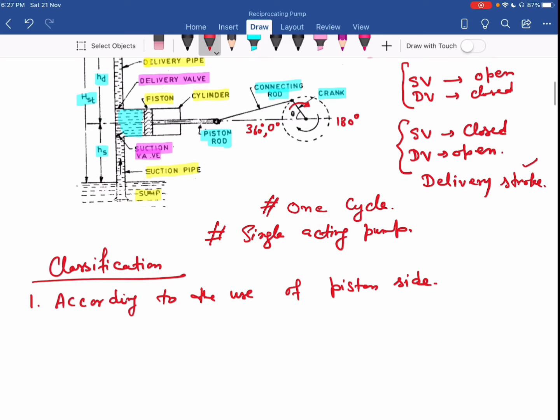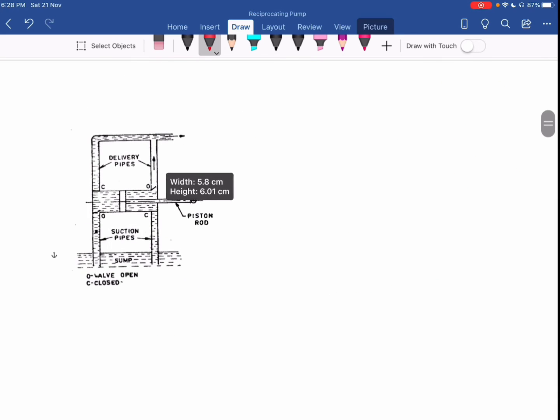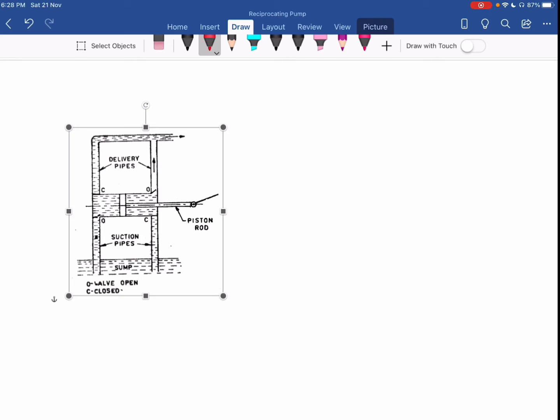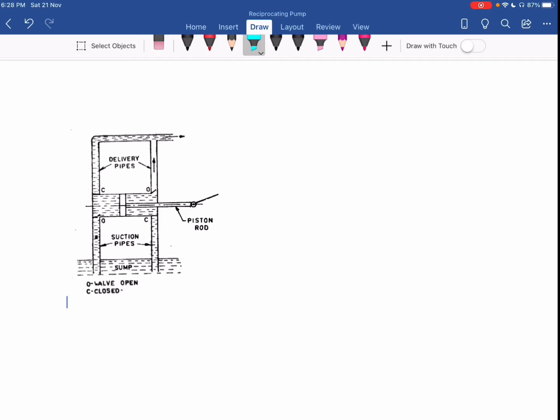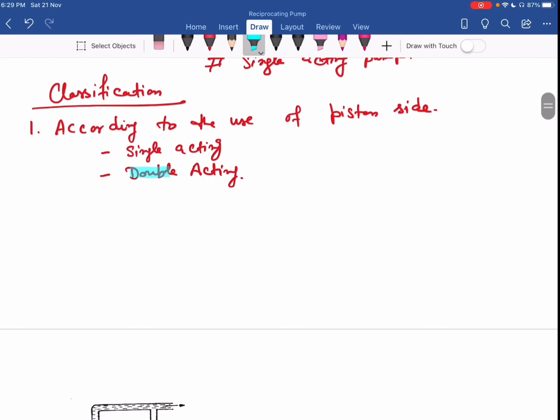So the one type is single acting. Okay, the second type is double acting. Now you can see in this diagram. So here both sides of the piston are used to deliver the water in the delivery side. So you can see here this side is also used to deliver the water in the delivery pipe, and this side is also used. Okay, so when both sides are used to deliver the water, that we call as double acting reciprocating pump.